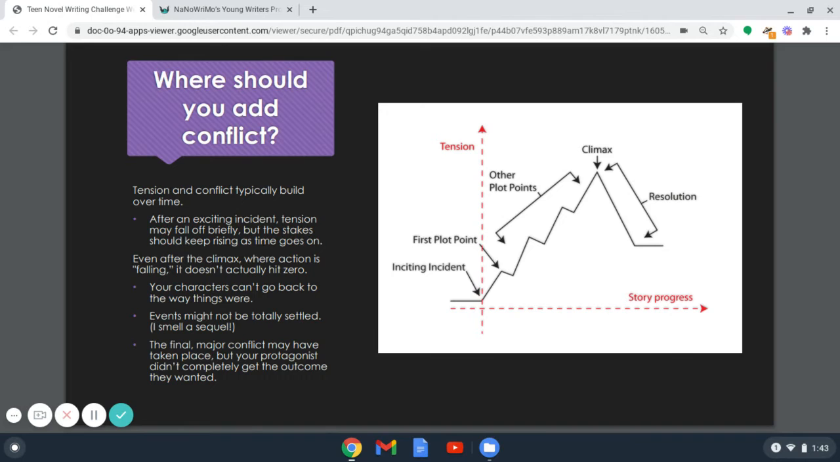And then another consideration to make is that after your climax hits, your big battle, your big whatever, the tension falls off. Obviously, you see this very big difference over here in the resolution. It falls off a lot, but it doesn't get back down to where it was at the start. So at your inciting incident, we were very low tension. But after our climax and we have all our falling action and resolution, we're still not back there. So it doesn't actually hit 0 because your character is still dealing with things.